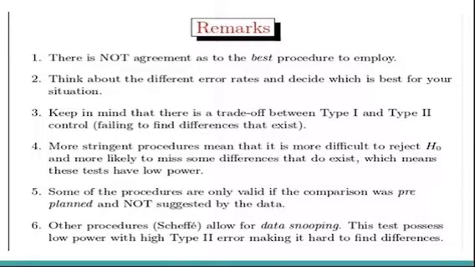What can we do to have a high statistical power? Maybe more data or more sample size. But don't forget, we are limited by budget. How are we going to do it? Some of the procedures are only valid if the comparisons were pre-planned and not suggested by the data. Where they are pre-planned, like the contrast that we did last week. But the one suggested by the data is when you are just considering possible comparisons. And the last one, we said, other procedures like Scheffé allow for data snooping, and this possesses low power with high type 2 error, making it hard to find differences.